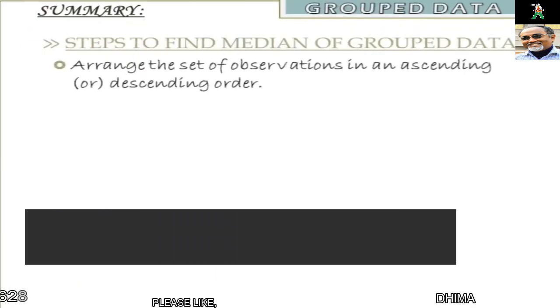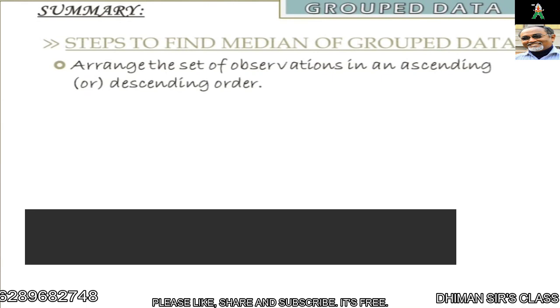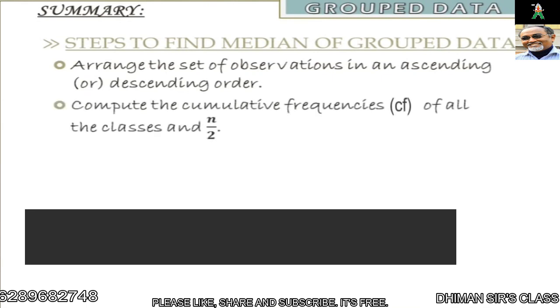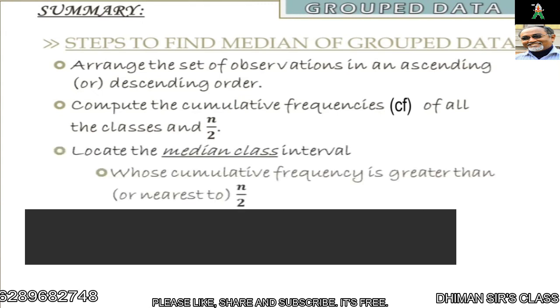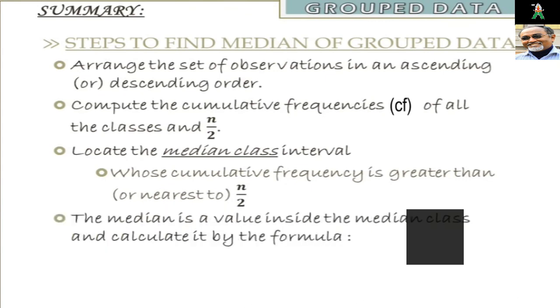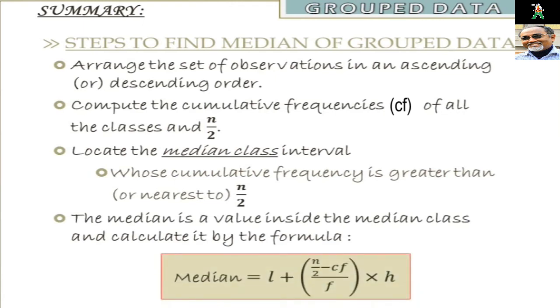First, we arrange the set of observations in ascending or descending order. Then we compute the cumulative frequencies of all the classes and N by 2. Then we locate the median class interval, and the median will be a value inside this median class, and we calculate it by the formula L plus N by 2 minus CF upon f, multiplied by h.